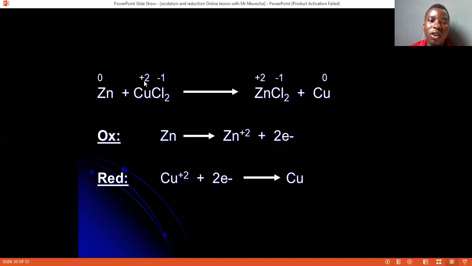Copper, check out the oxidation state of copper here. Copper is plus 2 here. Copper is 0 here, it has lost. But this chlorine here, check out chlorine. Chlorine is no longer in the equation. Why?